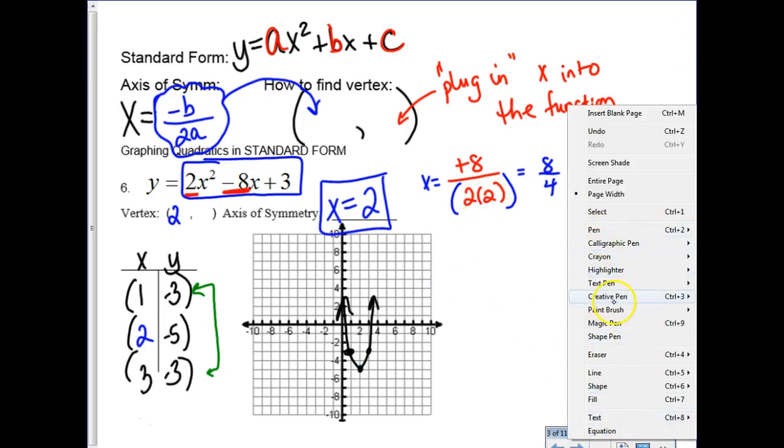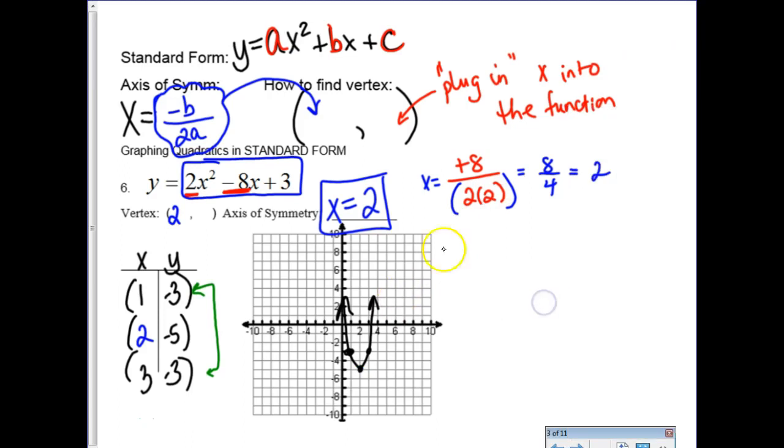And then with my axis of symmetry, I like to take my highlighter. I'm proposing that it's at x equals 2, so if I were to draw a line through x equals 2, that should cut straight through the middle of the vertex, through the middle of the parabola.